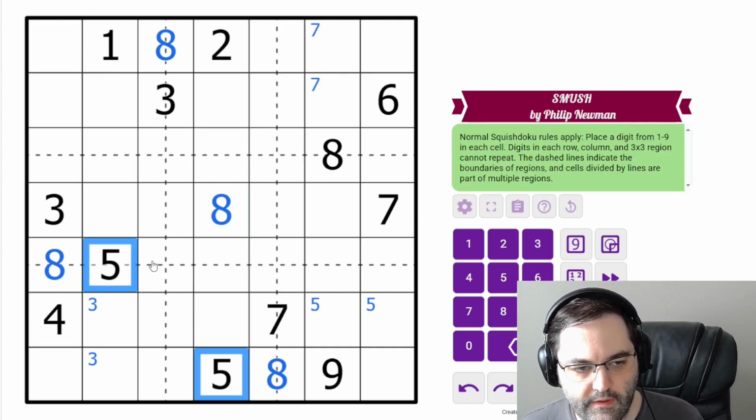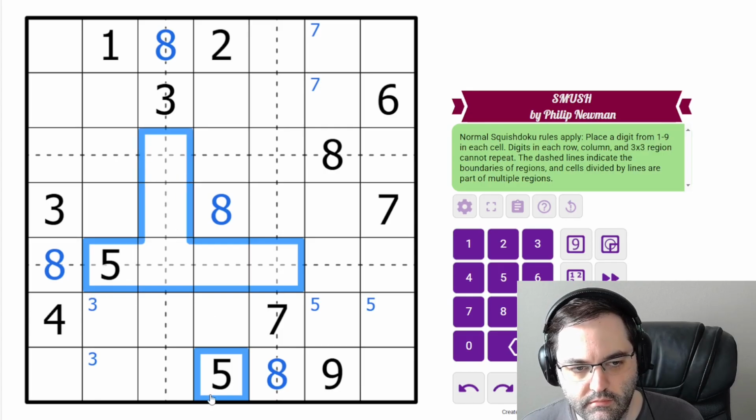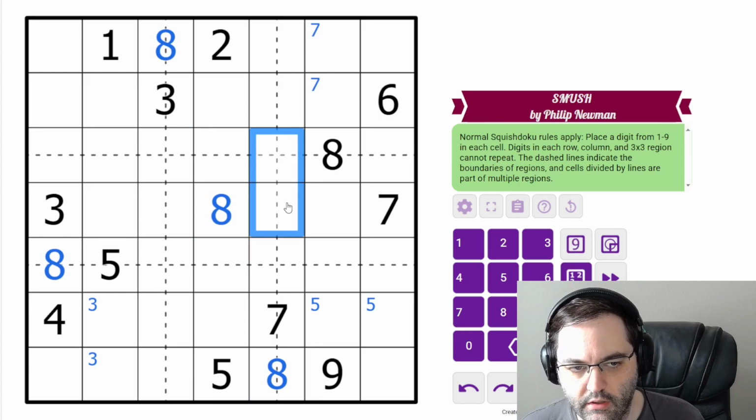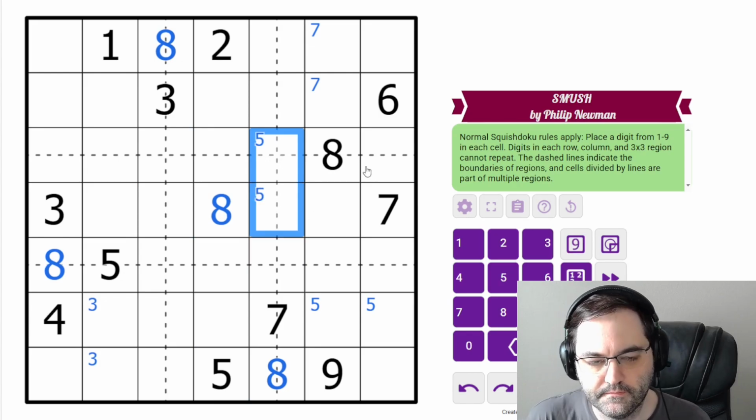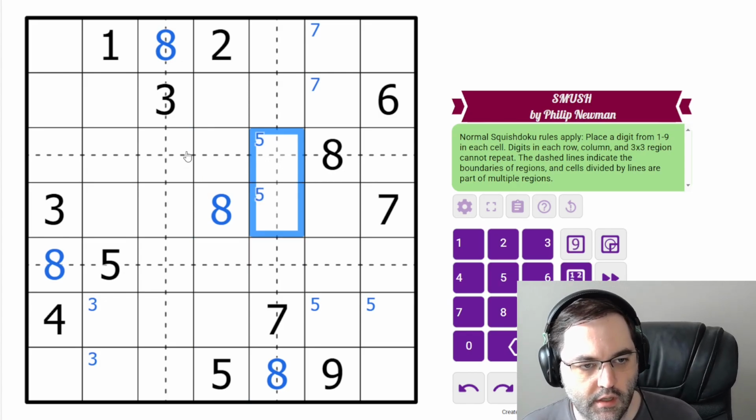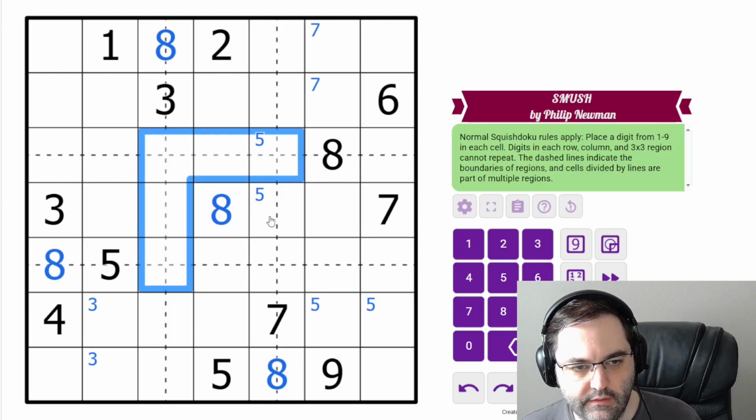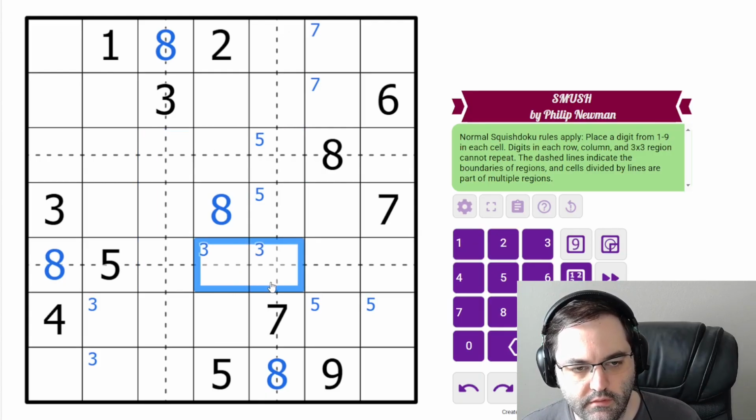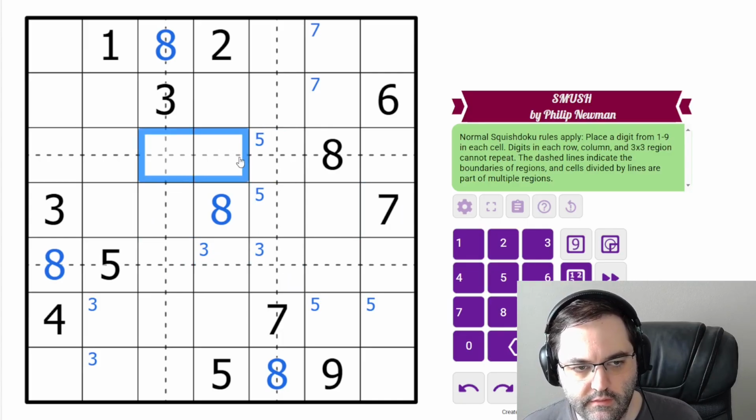So if we think about 5 here, 5 can't go in these cells or these cells between these two 5s. Also can't go here. So 5 is in one of these cells. 3 can't go in these or this. Very similar to the 5s. 7 can't go in these or this. 7 is up here.